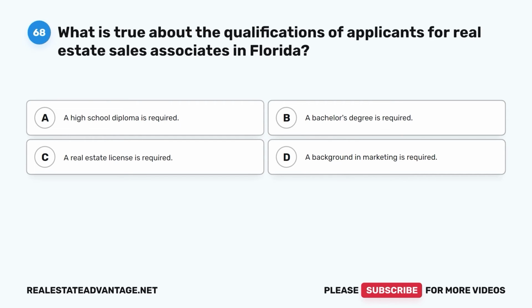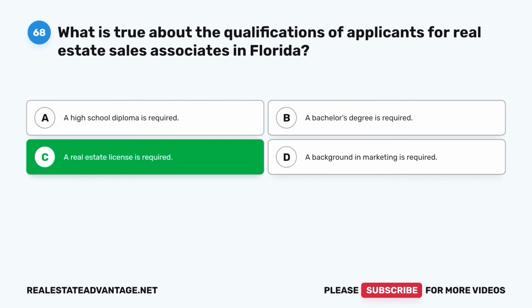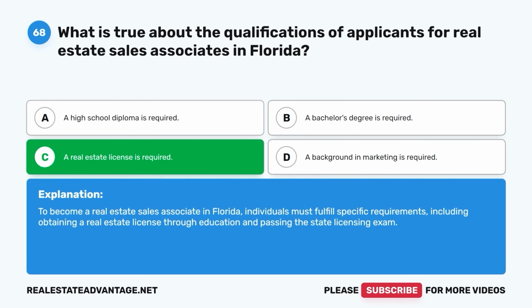Question 68. What is true about the qualifications of applicants for real estate sales associates in Florida? A. A high school diploma is required. B. A bachelor's degree is required. C. A real estate license is required. D. A background in marketing is required. The correct answer is C. A real estate license is required. To become a real estate sales associate in Florida, individuals must fulfill specific requirements, including obtaining a real estate license through education and passing the state licensing exam.